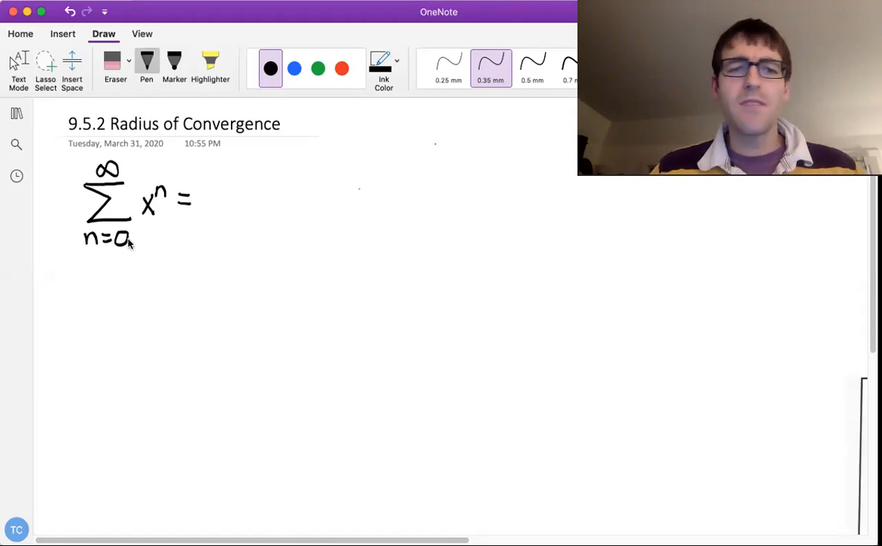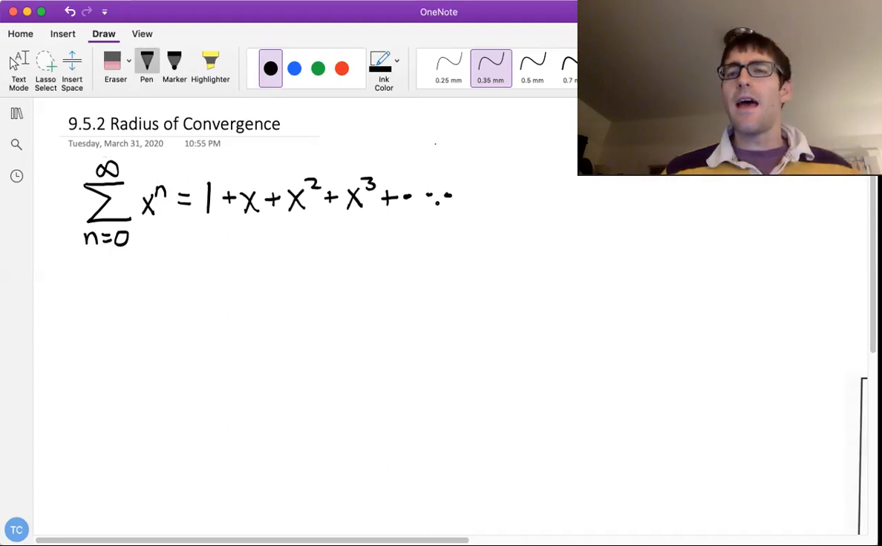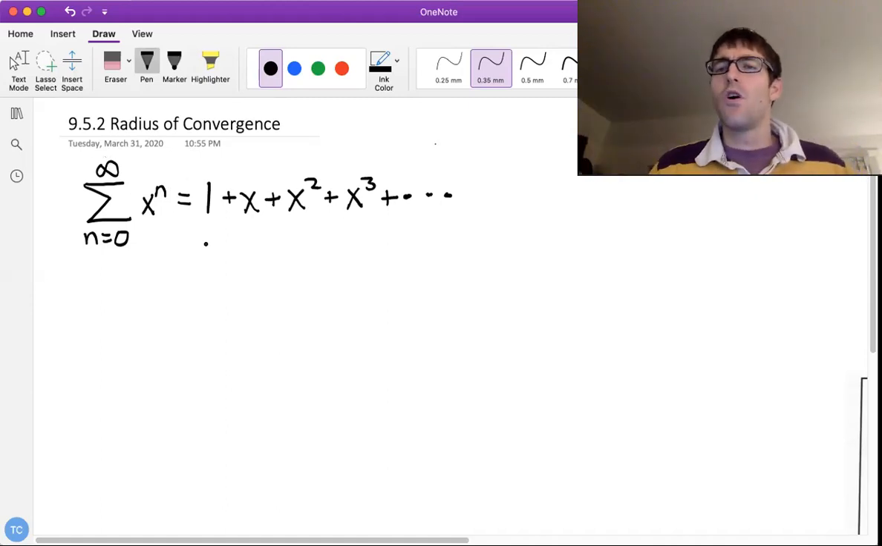So this first example we're going to be talking about, we're taking the sum from n equals 0 to infinity of x to the n. And so writing this out, we get, well, x to the 0 is 1, x to the 1 is x. We get the following pattern of 1 plus x plus x squared plus x cubed plus x to the fourth, etc. And so the question is, as we include infinitely many terms, what is the function that we get?